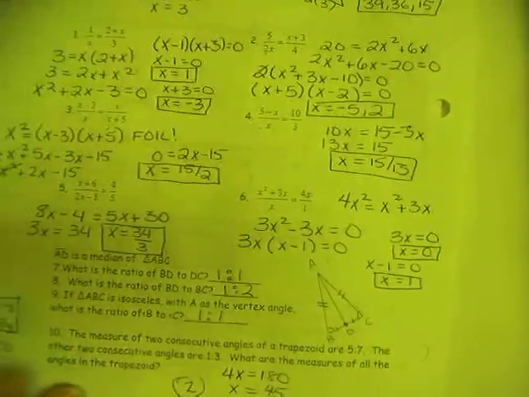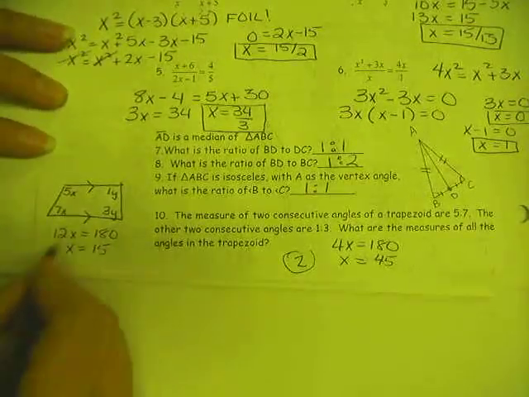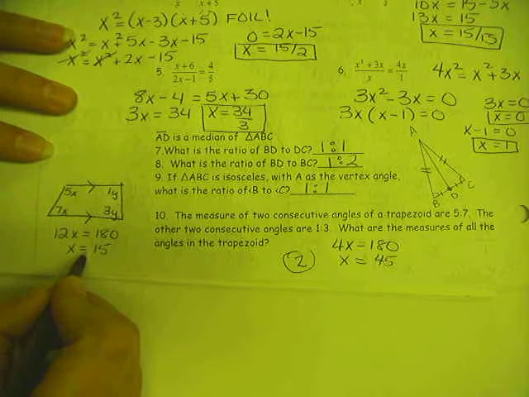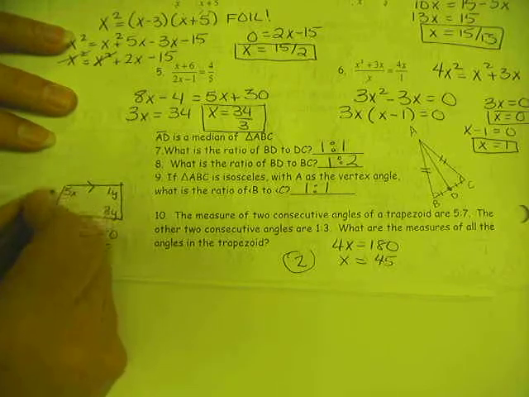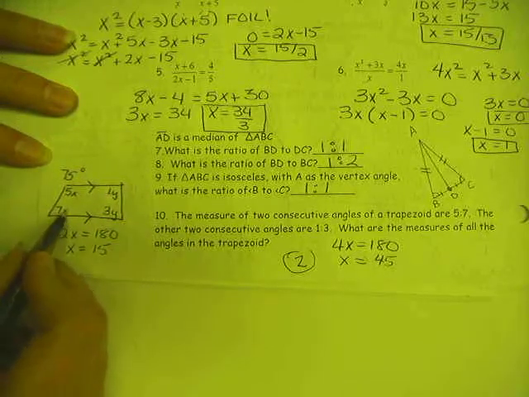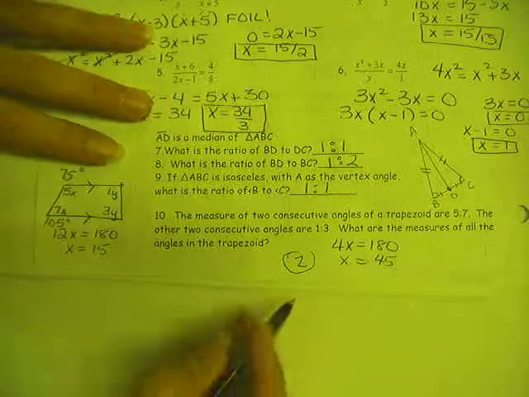I finished these problems here where we had found, let's see, where are we? There we go. We solved for x, and we got x was 15. Remember to plug that back in to get our angles. So 5 times 15 here, this angle would be 75 degrees. 7 times 15 here would be 105 degrees for those first two angles.